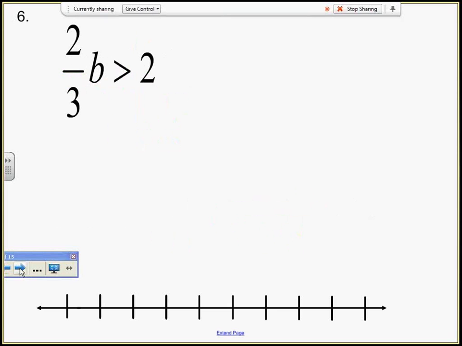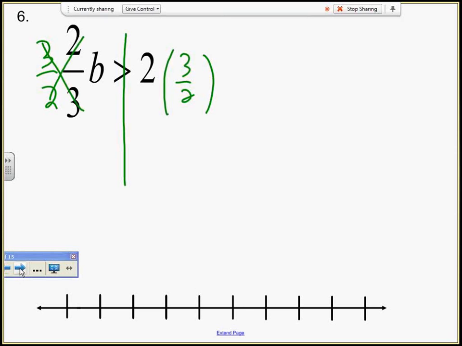Okay, I want my coefficient to be 1. So I'm going to multiply both sides by the reciprocal of this fraction, 3/2. And these are going to divide out. And I'm going to end up with b is greater than 6/2, which is the same thing as 3. b is greater than 3. I also could have just divided these out and gotten 3 as well.